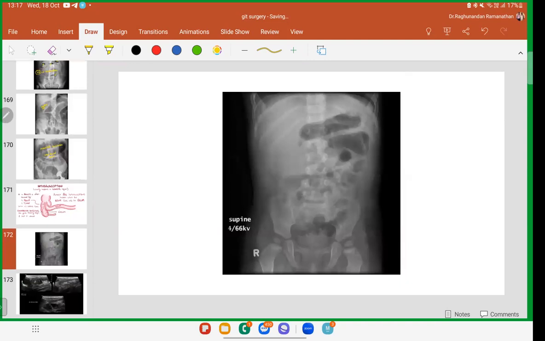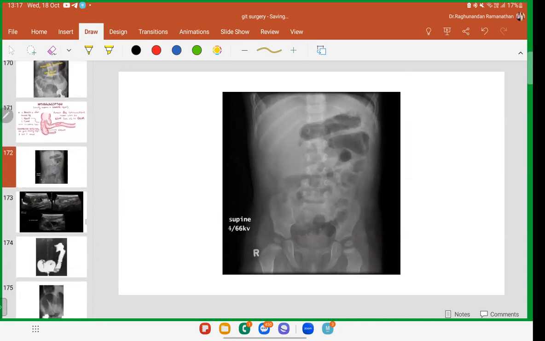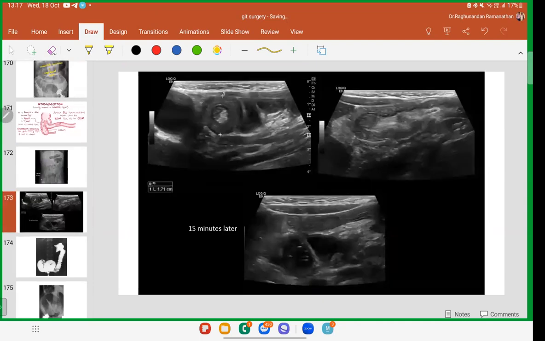In intussusception, the intestine will be going inside here. And there is one more thing called the coffee bean appearance, which you will be seeing later. Again, this point is very important. You can see a target sign.